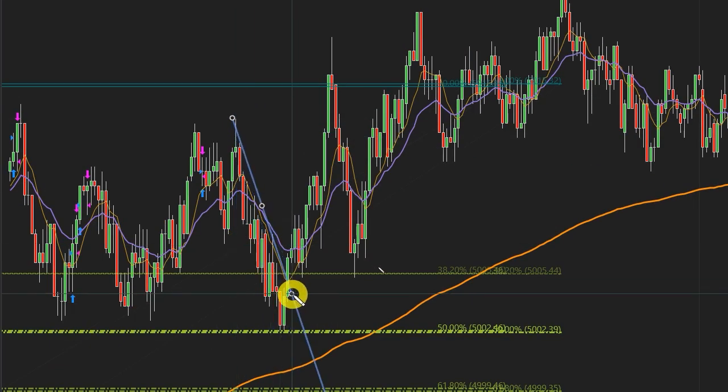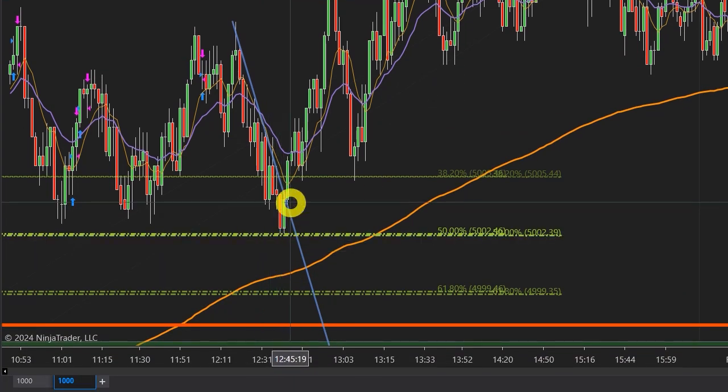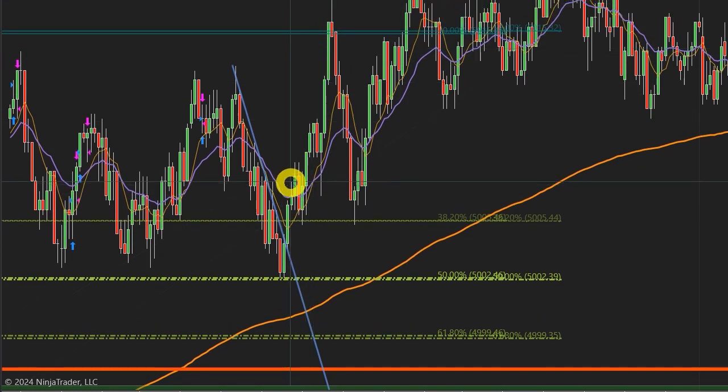This trend line break right here is very interesting. At the 50% level, trend line break, and it consolidates and closes above the moving averages. A very interesting place to try to take that.